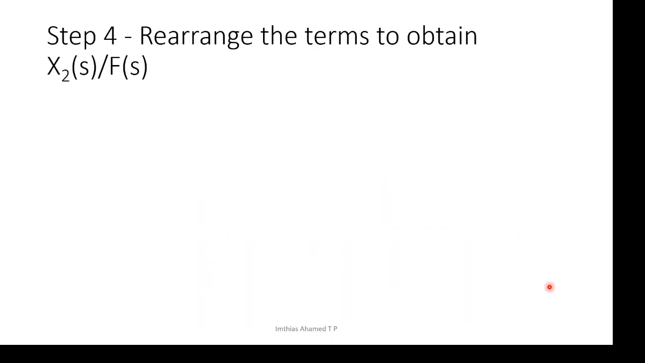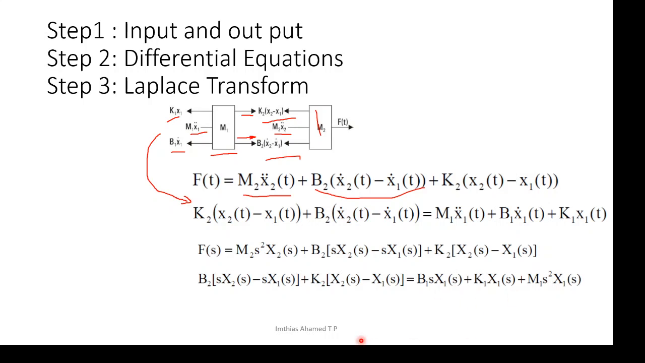So let us go to the next slide. Rearrange the terms. So let me go to the previous slide. Here we want X2(s) by F(s). So in these two equations, m2, b2, k2, k1, b1, etc. are given. x1, x2 are something which we introduced, and f is the output. So we want a relationship between x2 and f. So what should I do? I'll pause for a while. You think, what should I do? I should eliminate x1. I don't want x1.